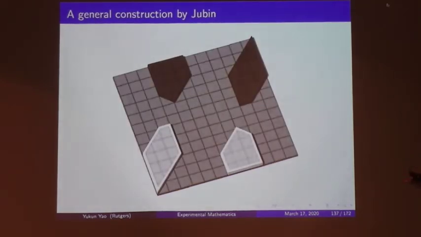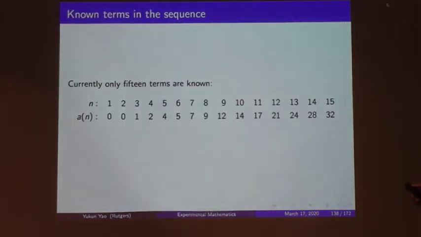Then this is a more general construction by Yao, but actually in a book in 1987 by Andy, I think he already proposed this construction. And so far, only 50 terms are known.